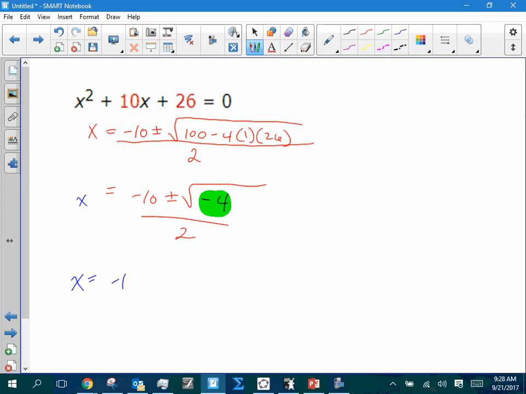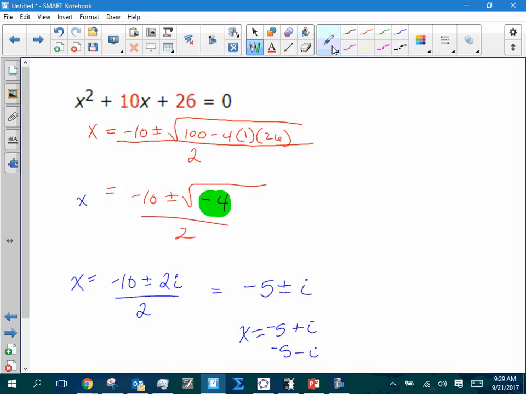So we get negative 10 plus or minus square root of 4, which is 2, right? And then the negative has to come out as an i, so 2i, and then divide by 2. So what's negative 10 divided by 2? Negative 5 plus or minus 2i divided by 2 is just i, right? So my two solutions for x are negative 5 plus i and negative 5 minus i.